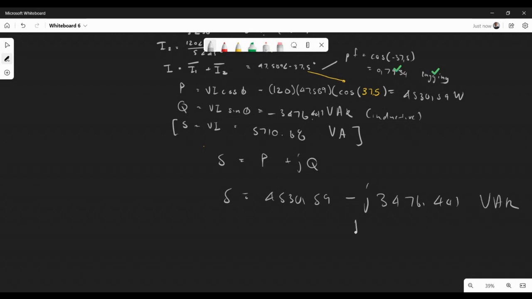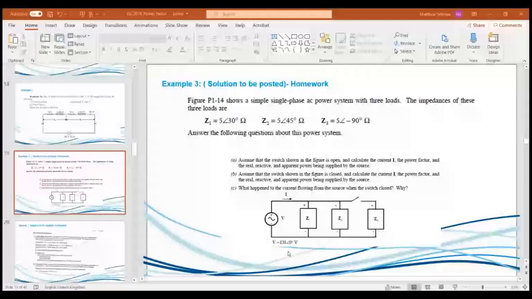3476.441. And you just convert this into polar form. Okay, cool. So that's part A of the problem. I will not do part B. That's for homework for yourselves. I'll just have to continue with the lecture now, right?